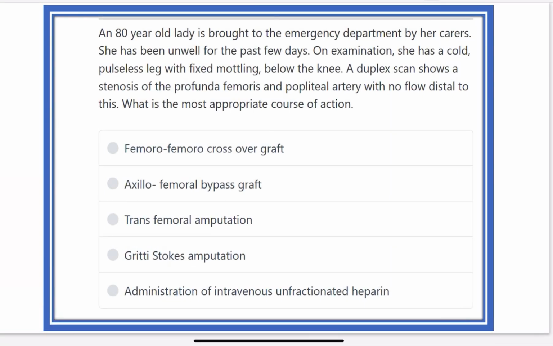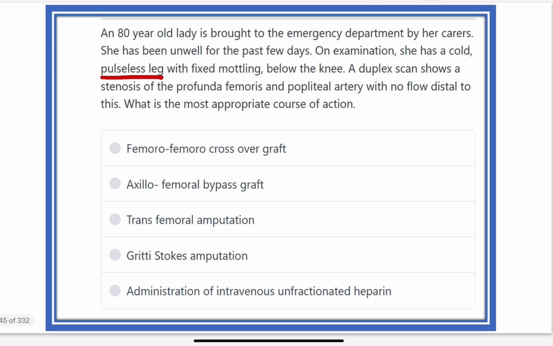An 80 years old lady is brought to the emergency department by her carers. She has been unwell for the past few days. On examination, she has a cold, pulseless leg with fixed mottling below knee. A duplex scan shows there is a stenosis of the profunda femoral and popliteal artery with no flow distal to this. What is the most appropriate course of action?